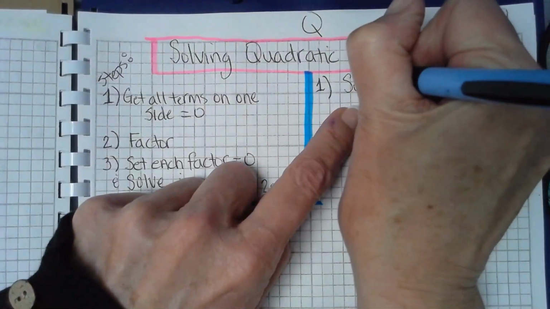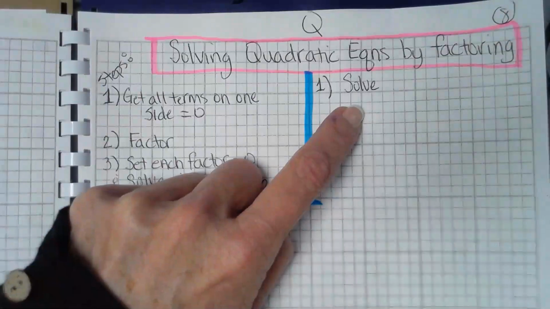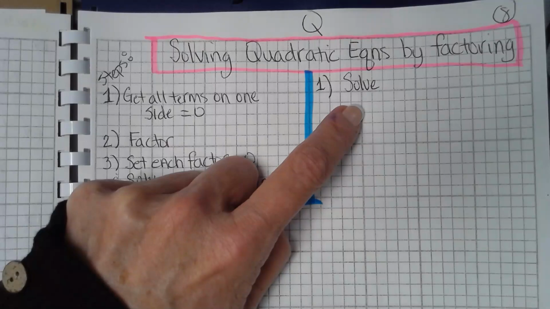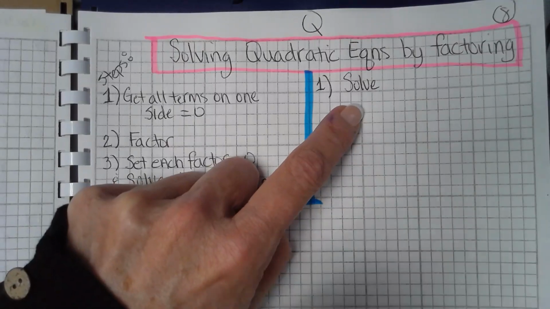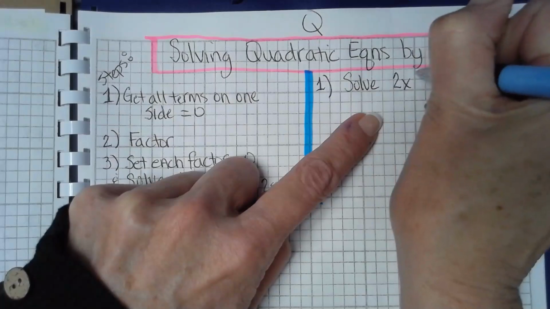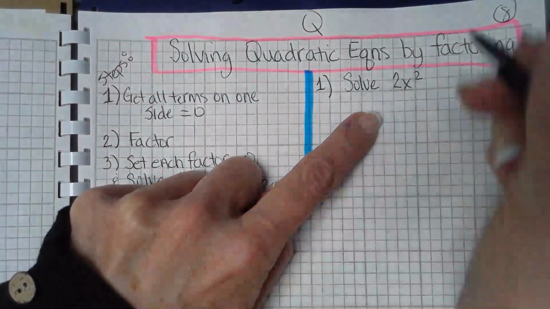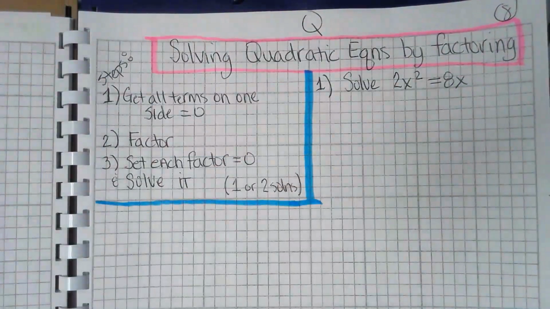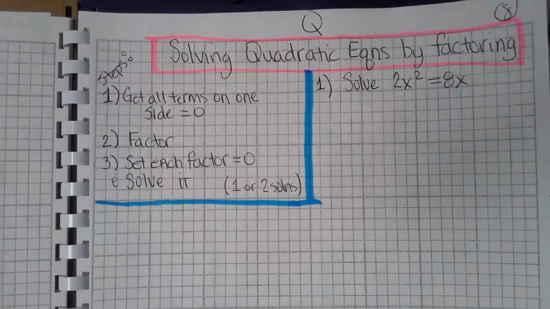See, now, y'all, they don't say factor. They're going to say solve, because we're solving an equation. 2x squared equals 8x. 2x squared equals 8x.